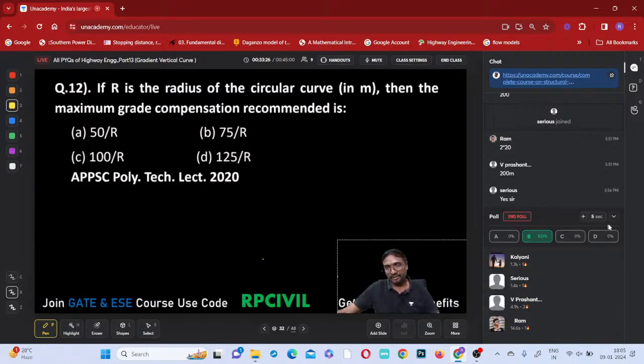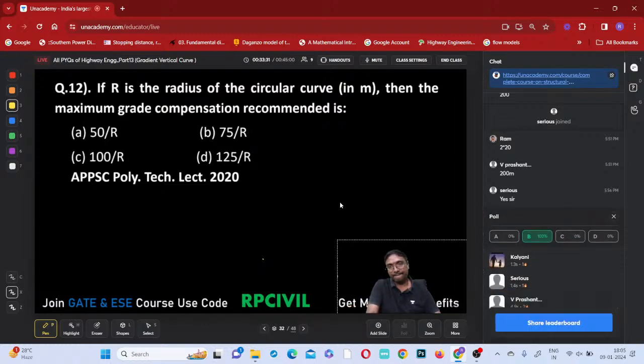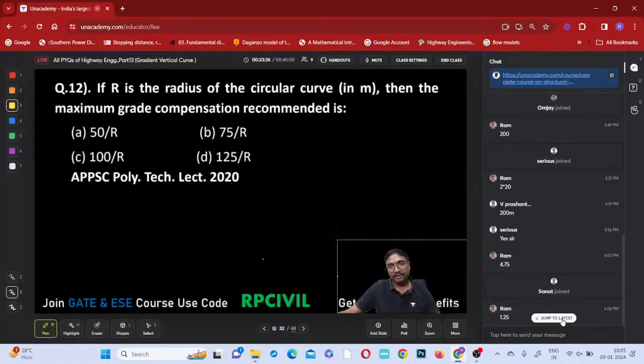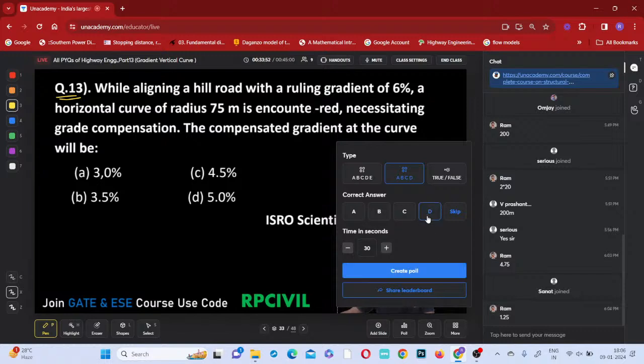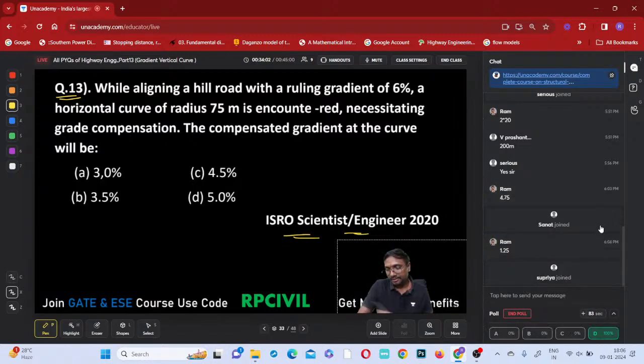Kalyani, Sirius, Prashant, Ram answered correctly. If R is the radius of this circular curve in meters, then the maximum grade compensation is 75 by R only. Either it is 30 plus R by R or 75 by R; whichever is present, you have to select according to that. Now select the answer. This is an ISRO question. I am giving 90 seconds. 12th question done, now answer the 13th question.